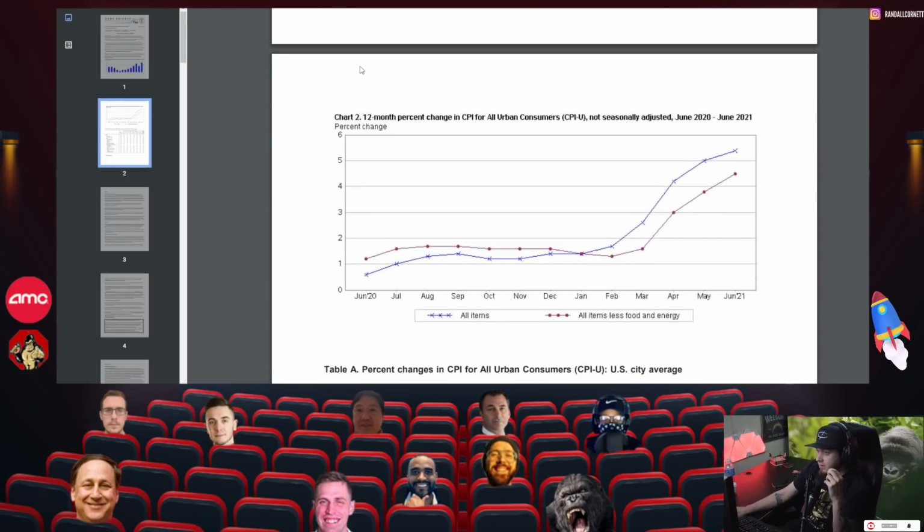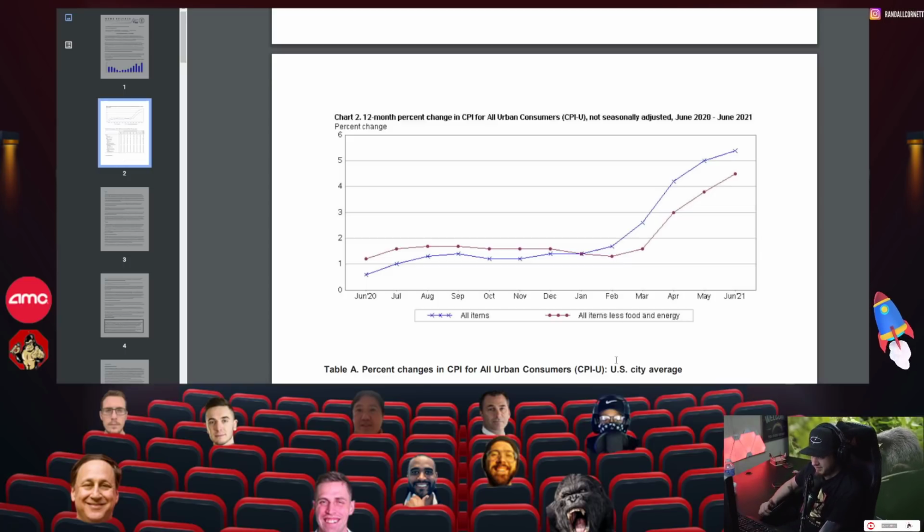So here's chart 2, the 12-month percent change in CPI for all urban consumers, not seasonally adjusted, for June 2020 to June 2021. Okay, so the blue is all items, purple is all items that doesn't include food and energy. And this is not good, when they're basically rising simultaneously, skyrocketing. And this is just speculation here, but look at when they started doing it. January, February, really February on the dot. I think that's kind of telling of what is going on.